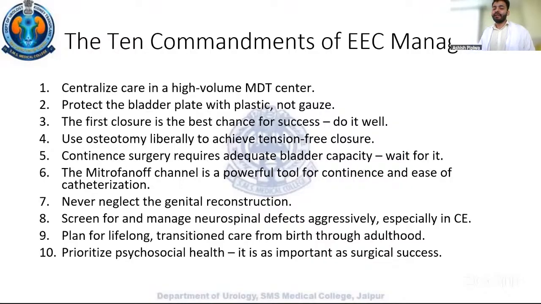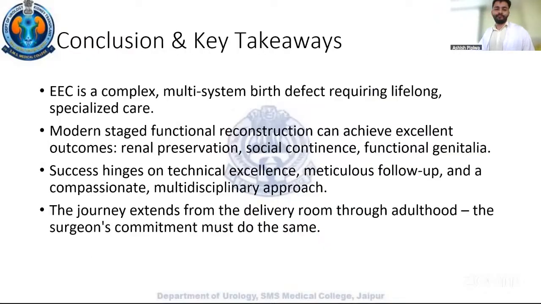And we have to screen and manage neurospinal defects aggressively, especially in the cloacal exstrophy. We have to plan for lifelong transition care from birth to adulthood, and we have to prioritize psychosocial health.